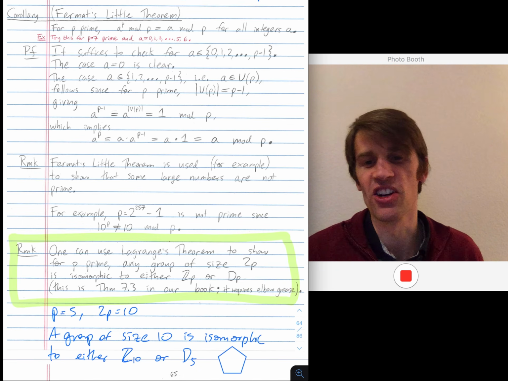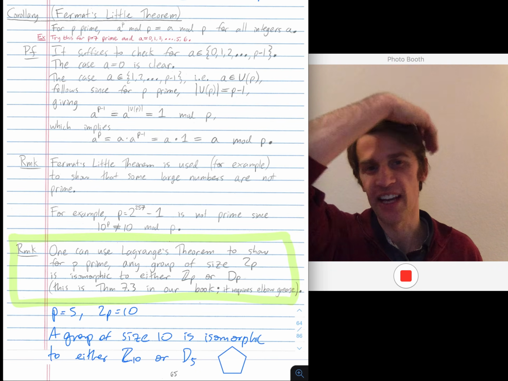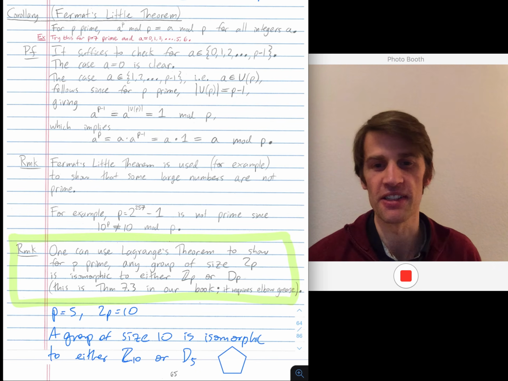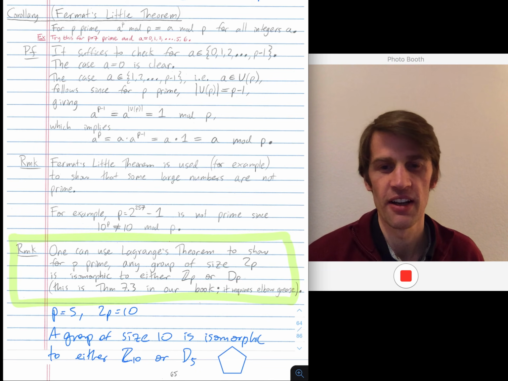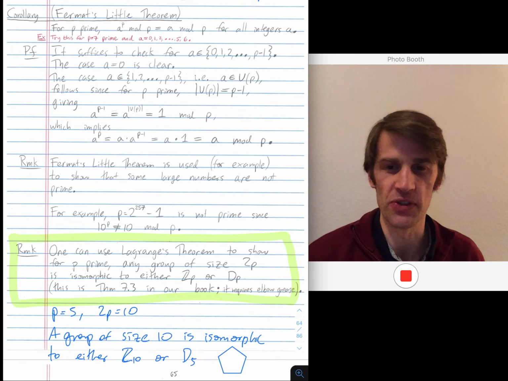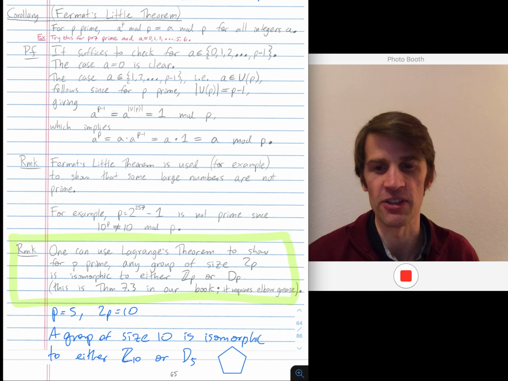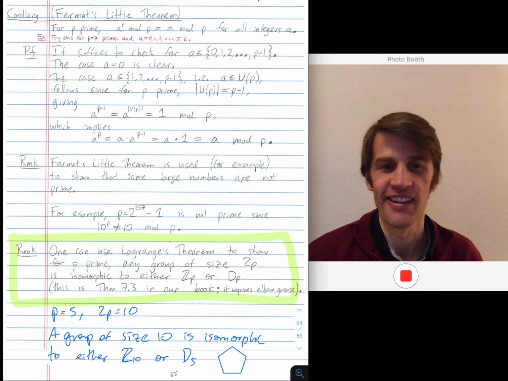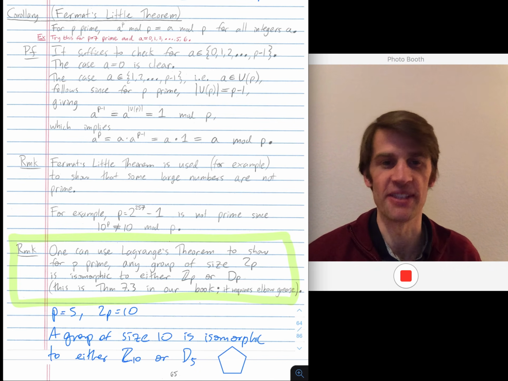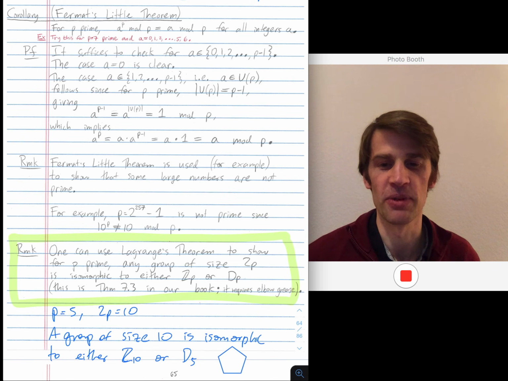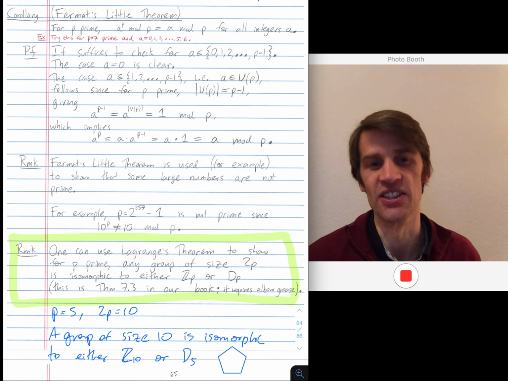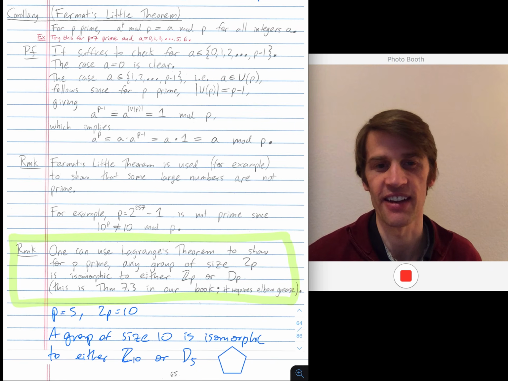Proving this is a little bit harder than proving the case where the group had size p and was therefore cyclic and isomorphic to Z mod p. It requires a little bit of elbow grease, a little bit of work, but it's doable with the tools you know. You can check it out, Theorem 7.3 in our book. A group of size 2p, where p is prime, is either cyclic, isomorphic to Z mod 2p, or dihedral, isomorphic to this dihedral group.